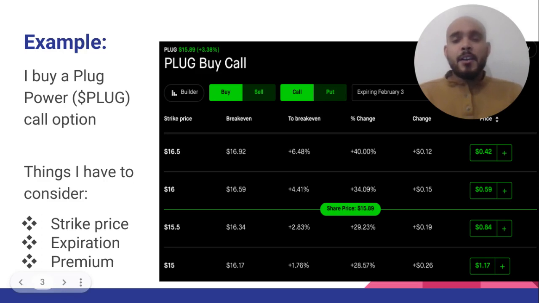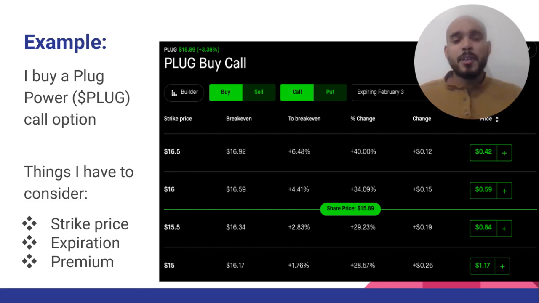Okay, so let's look at an example. Let's say I want to buy a call options contract for Plug Power. That's a stock with a ticker PLUG. Plug is trading at $15.89 per share. So I've got to consider my strike price, my expiration, and my premium in this call option I'd like to buy. So let's say I pick this $16 strike price. So I want to buy 100 shares of Plug Power at $16.